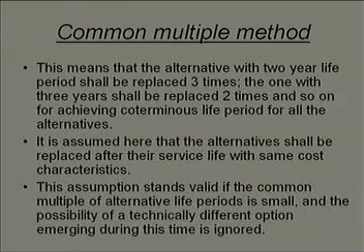If you see, this is what has been written down in our slide. It says that the alternative with a 2-year life shall be replaced 3 times, so that the analysis period becomes 6 years. Similarly, the alternative with a life of 3 years will be repeated twice, so that we achieve a coterminous life period. Note this term coterminous: it means both the alternatives converge at some point, and that point in this problem becomes 6.